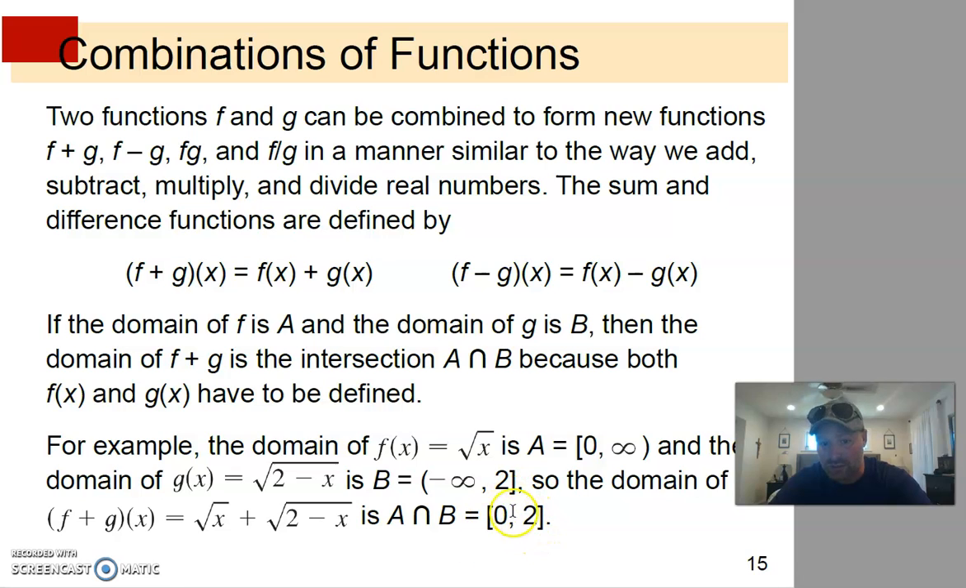Notice this domain between 0 and 2, the reason for that is because we can't have a value less than 0 here, because if we did, that would be a negative number. All right, this domain has to account for all parts of the function, and that's why our domain is restricted to only values between 0, so equal to 0, and 2, equal to 2. So equal to 0 and 2, and anything in between there.